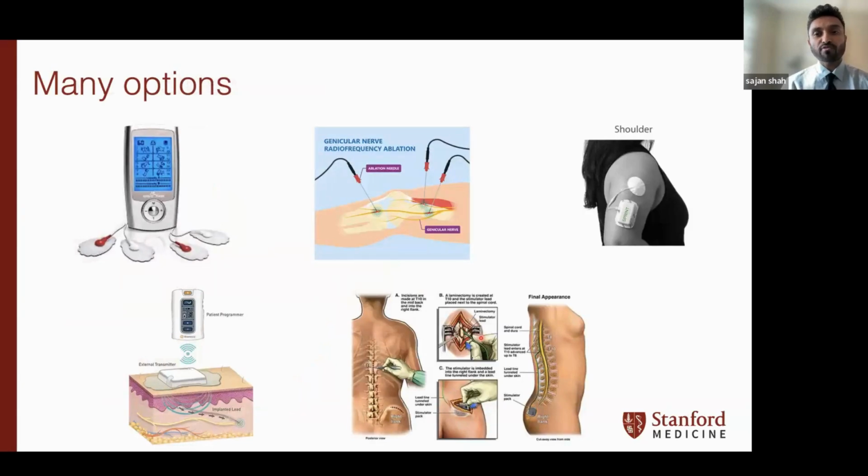This is just an overview of some of the options we'll discuss here in a bit, just so you can see how varied our approaches are to neuromodulation. You can see it goes from non-invasive to very invasive as we go from left to right and top to bottom.